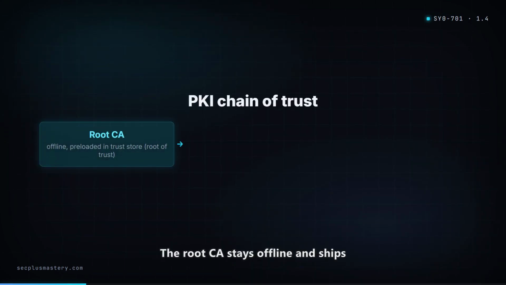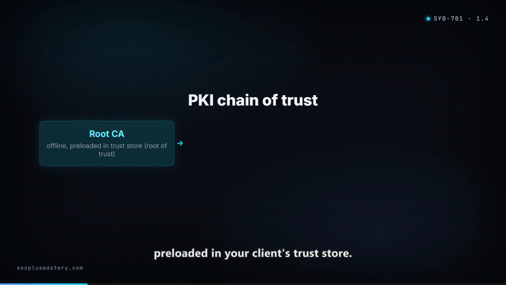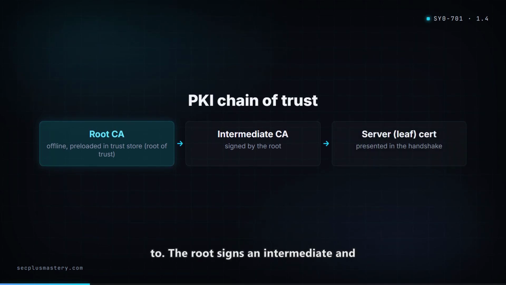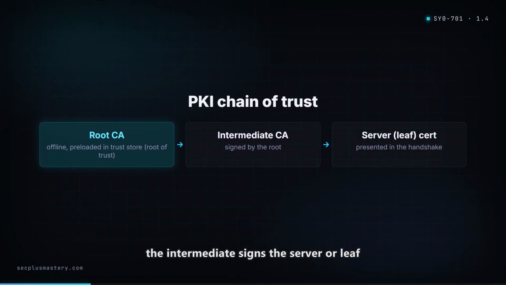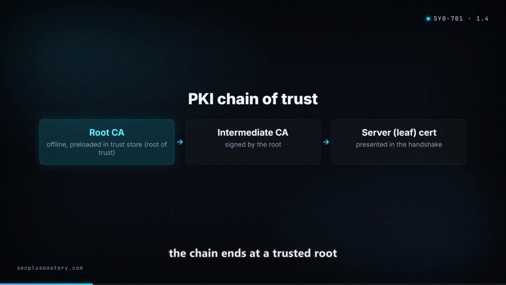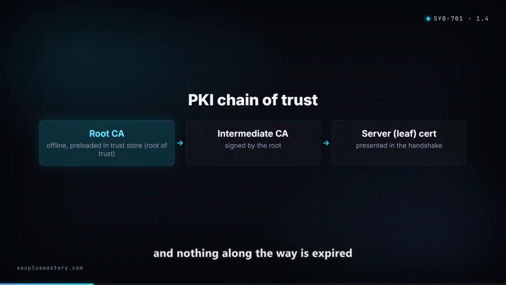Trust flows down a chain. The root CA stays offline and ships preloaded in your client's trust store. That preloaded root is the root of trust, the anchor every check traces back to. The root signs an intermediate, and the intermediate signs the server, or leaf, certificate. A connection is trusted only when the chain ends at a trusted root and nothing along the way is expired or revoked.